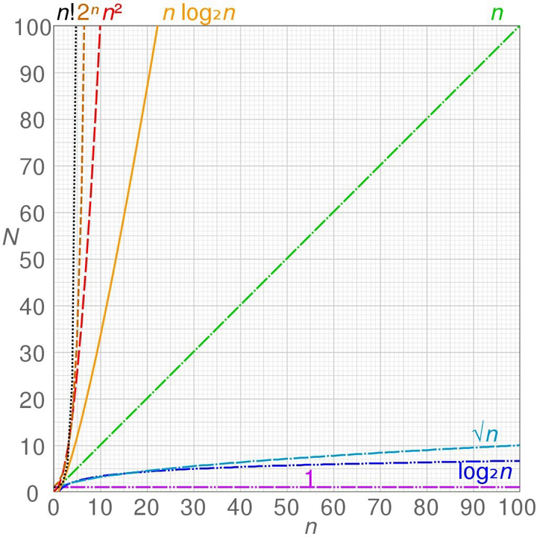Comparison sorts require at least Ω(n log n) comparisons in the worst case because log(n!) = Θ(n log n).